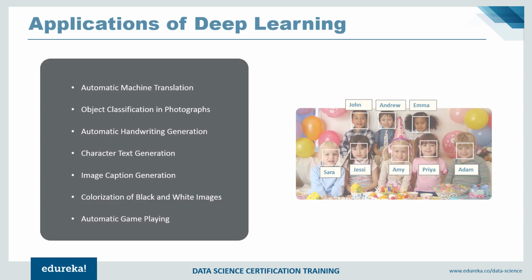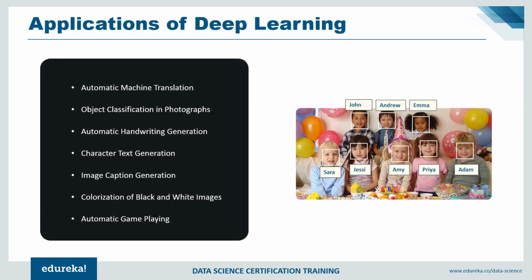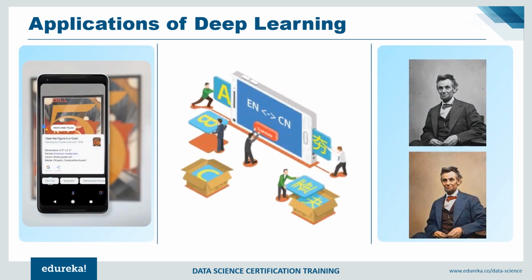First of all, let's have a look at the different applications of deep learning. We have automatic machine translation, object classification for photographs, automatic handwriting generation, character text generation, image caption generation, colorization of black and white images, automatic game playing, and much more. Now, Google Lens is a set of vision-based computing capabilities that allows your smartphone to understand what's going on in a photo, video, or any live feed. For instance, point your phone at a flower and Google Lens will tell you on the screen which type of flower it is. You can aim the camera at any restaurant sign to see the reviews and other recommendations.